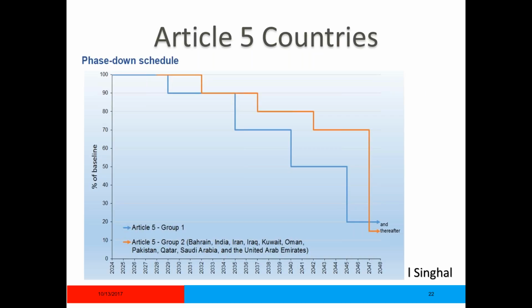This is how it looks if we see it in a pictorial way. The blue line is the rest of the developing nations, and the orange line is where we fall in, which, as mentioned here, includes Bahrain, India, Iran, Iraq, Kuwait, Oman, Pakistan, Qatar, Saudi, and UAE as part of this Group 2, and that's how it's going to work out. So probably we get more time to phase out, but there may be additional challenges if our baseline becomes smaller.